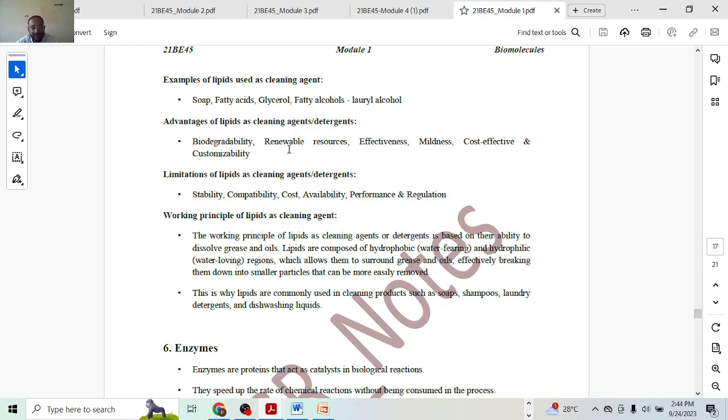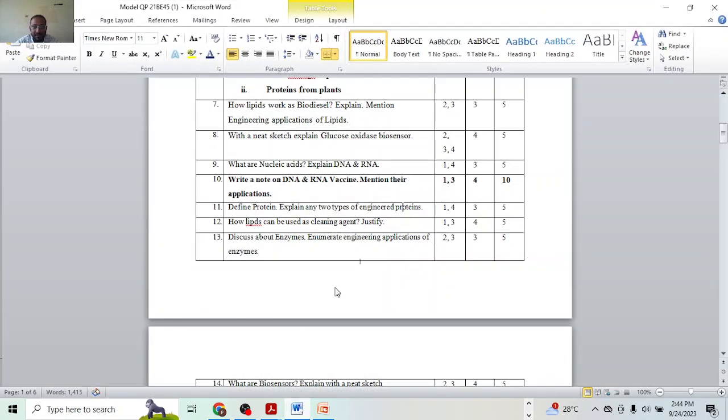Advantages and disadvantages will get you 1 mark. So 4 marks are over. Next, the working principle of cleaning of the lipid, how exactly the cleaning is done, might get you 1 mark. So in total, 5 marks will be ready.